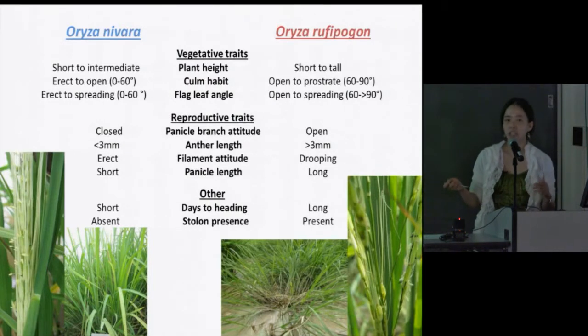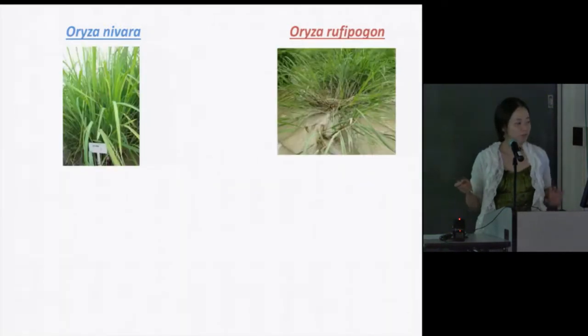So I should point out that a lot of these traits, at least the reproductive traits, have a lot to do with the life habit of the two, in terms of reproductive traits being more closely affiliated with a self-pollinating, seed-producing annual habit of Oryza nivara versus the outcrossing, vegetatively or clonally reproductive perennial life habit of Oryza rufipogon. In our lab, well, I'm getting ahead of myself.